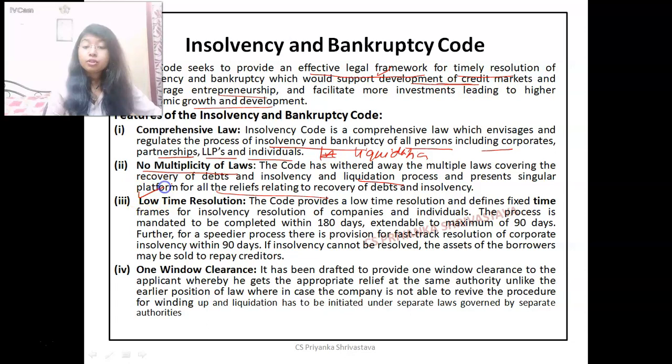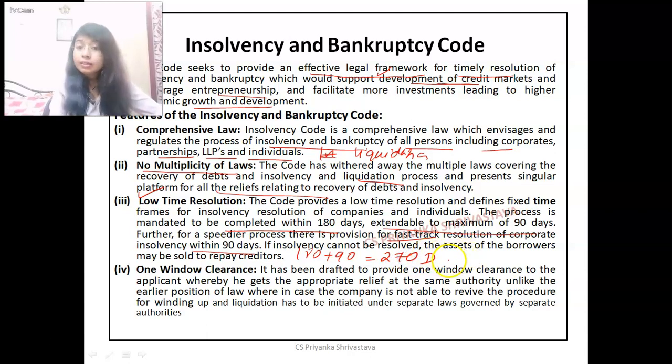Next, time-bound resolution, so faster resolution of the issues of recovery of debt and insolvency. The process needs to be completed within 180 days, and then one further extension is allowed for a maximum of 90 days. In this, you can also go for fast track resolution, which can be done within 90 days. In total, 180 plus 90 days, that is, in 270 days maximum your case will be resolved.